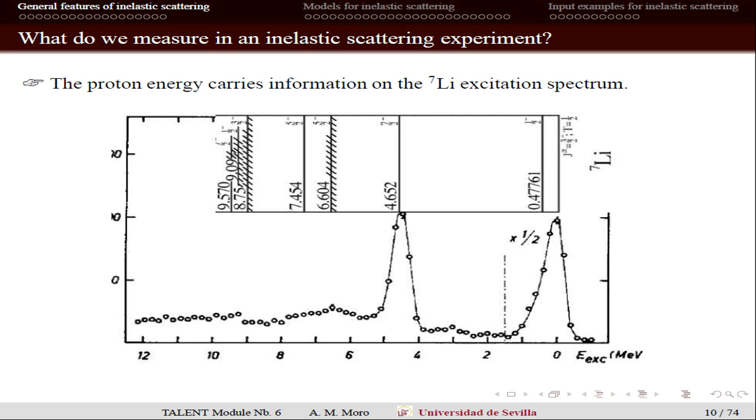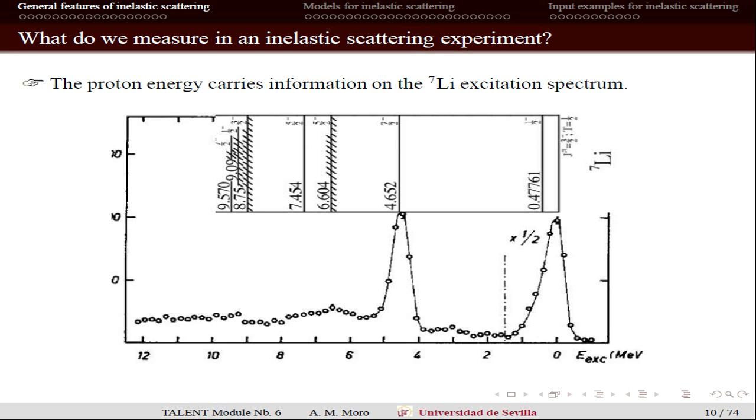So if we compare this with a known spectrum of lithium-7, we immediately recognize that zero excitation energy should correspond to the ground state of the system. So this peak corresponds to the elastic scattering at this angle. It was 25 degrees, okay?